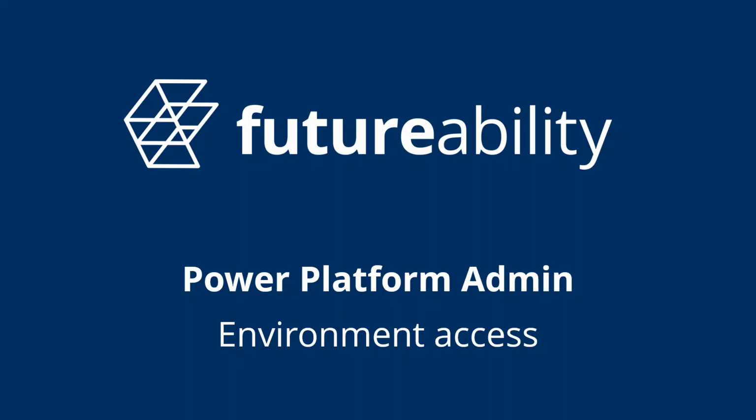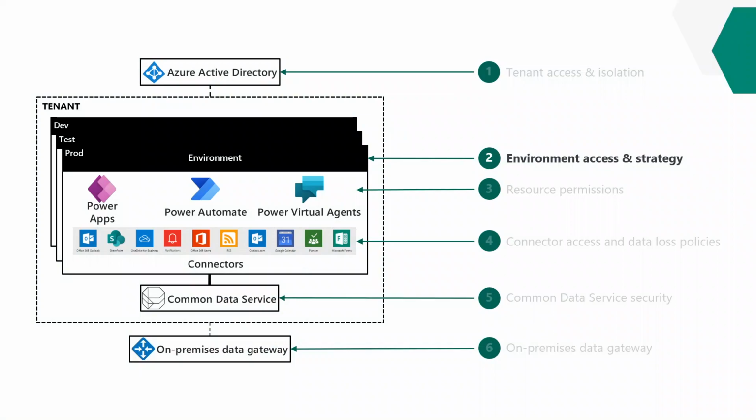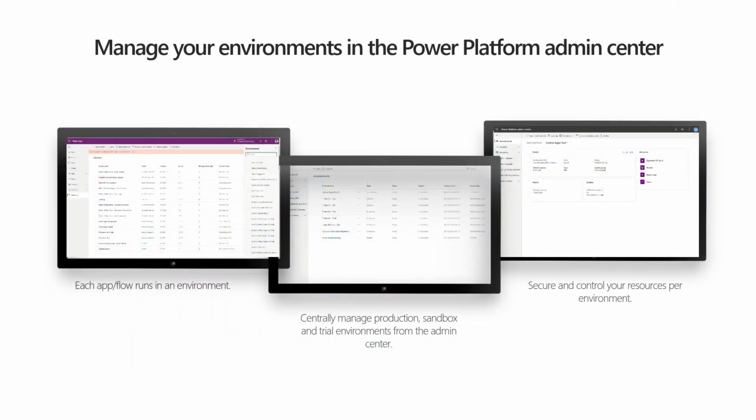Actually, this covers a bit more than security. It's around strategy of environments as well as access. So there are multiple layers to the security. We've looked at tenant access and isolation. We're now going to go one step further into the environment access itself. And what strategy do you have for environments? It needs a bit of foresight and thinking around this. So let's have a talk about it.